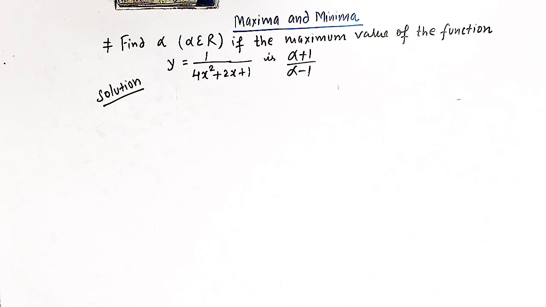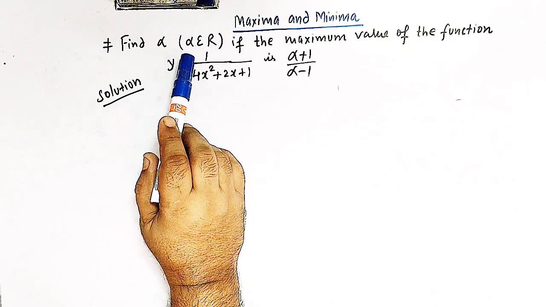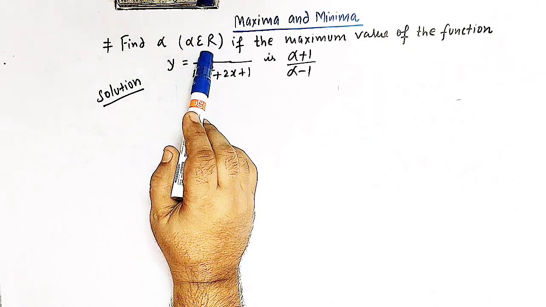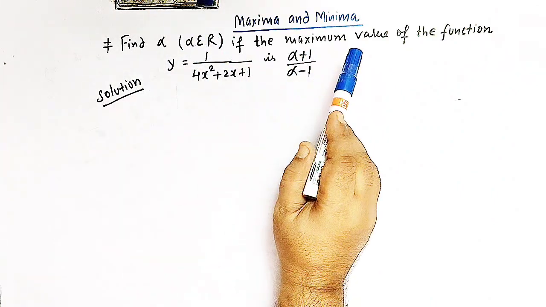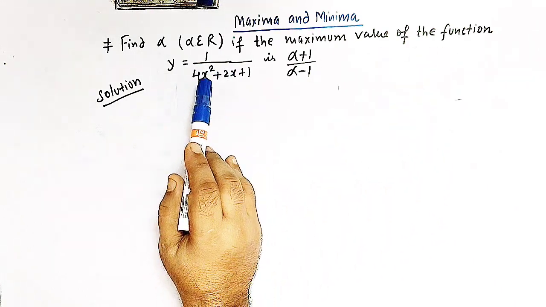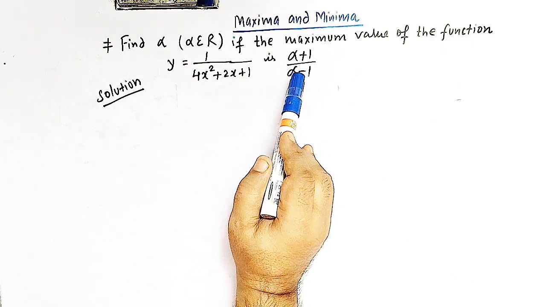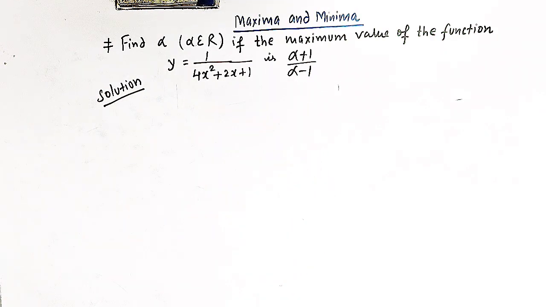Hello viewers, in today's session we are going to discuss another important problem from Maxima and Minima. So here we'll solve this problem in which we have to find alpha, where alpha belongs to the set of real numbers, if the maximum value of this function y is equal to 1 over 4x square plus 2x plus 1 is alpha plus 1 over alpha minus 1, right?